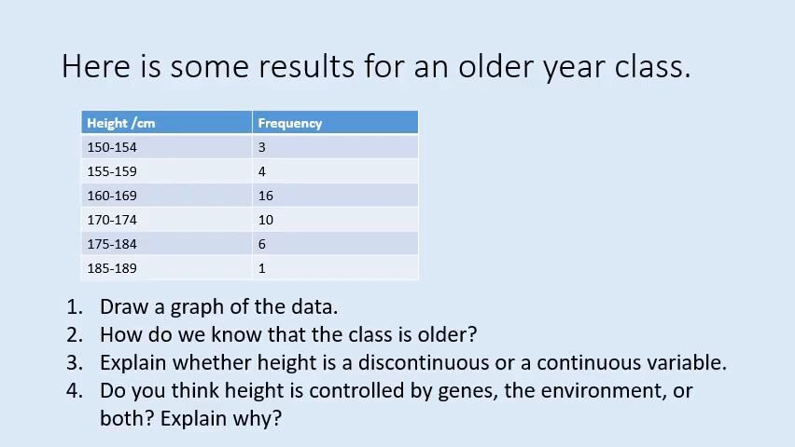Okay, so here are some results for an older year class. This is your submission task. First thing I'd like you to do is to draw a graph of the data. I'll give you an example on the next slide, how to do that. And then I want you to answer the questions saying how, first of all, do we know that the class is older? Explain whether you think height is a discontinuous or a continuous variable. And then finally, do you think height is controlled by the genes, the environment, or both? And I'd like you to explain why.